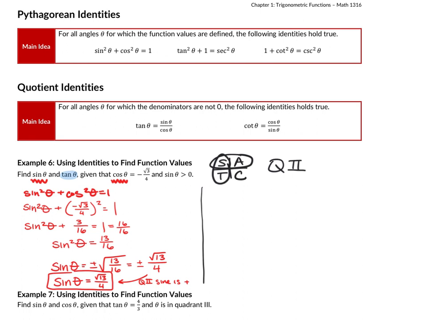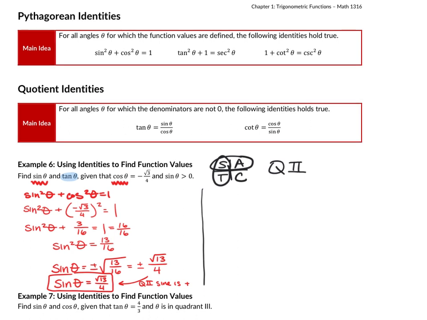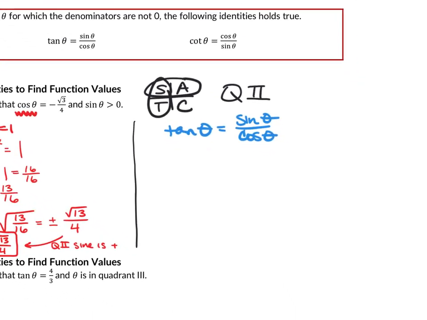Sine over cosine. Yeah, tangent is defined to be sine over cosine. We just found sine and we were given cosine. So we can use the quotient identity that tangent of theta is equal to sine of theta over cosine of theta, fill in what we know, and just reduce a fraction. That's pretty easy. We can do that.